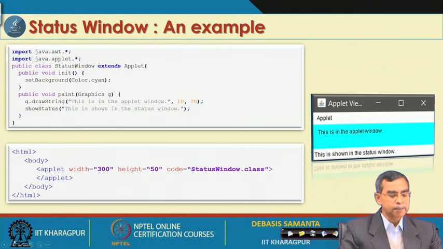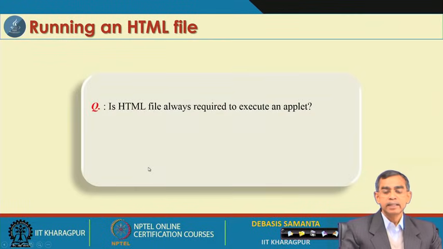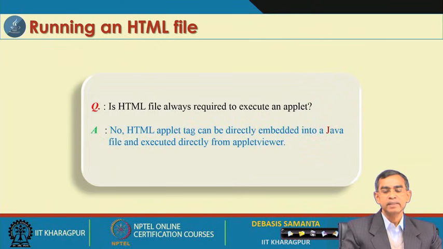So, there are different methods that can be used to display the status here, and there are a few more interesting facts that I want to give before concluding this module. The first is that an HTML file is always necessary to execute an applet. That means HTML code should be there, but there is a trick: the HTML applet tag can be directly embedded into the Java program itself, and then that can be used by the applet viewer.